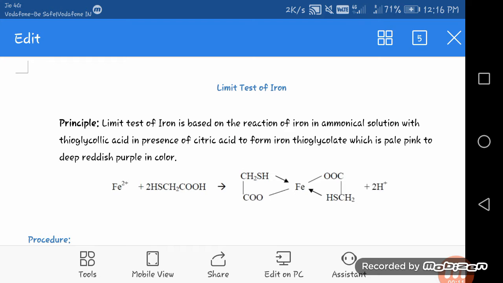As I told you, there is the definition of the limit test, and there are different limit tests which we perform, and we also have to perform them in the practical exam. So I am here to give you the procedure for how you can do the practical. Okay.